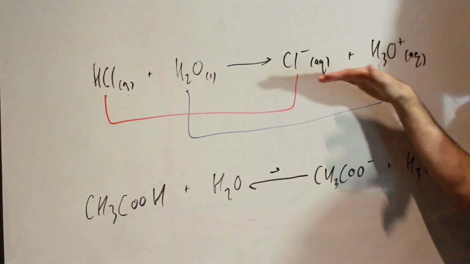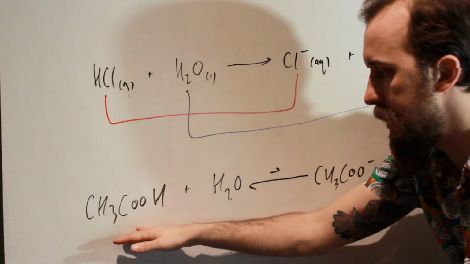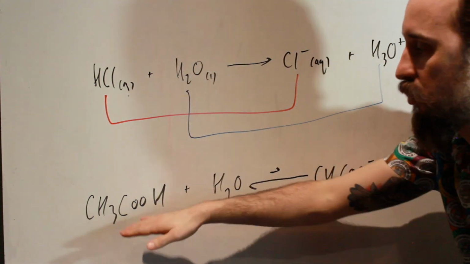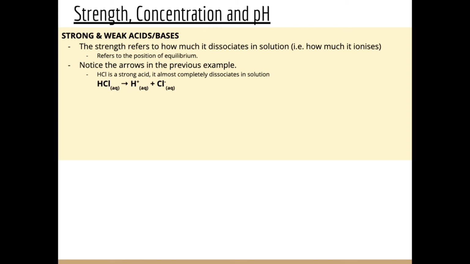So equilibrium lies very far to the right-hand side. When we're talking about a weak acid, we're talking about an equilibrium lying to the left-hand side. What do we have written here? Notice the arrows in the previous example. Yep, talked about that. HCl is a strong acid. It almost completely dissociates in solution, so we get that, where it's pretty much all going to the ionized form. Equilibrium is very far to the right-hand side. Whereas our ethanoic acid is weak, it only partially dissociates. So we have an equilibrium that lies to the left-hand side, yeah?